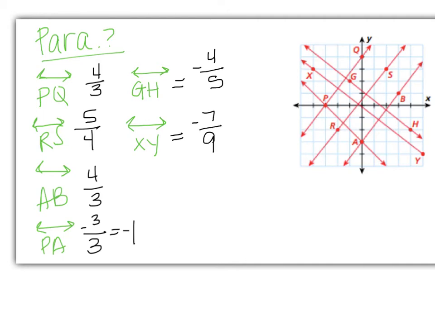Now remember, parallel lines have the same slope. So we can say that line PQ is parallel to line AB. Which two are perpendicular? Remember, perpendicular is opposite reciprocal. So which ones are opposite reciprocal? See if you can figure those out.